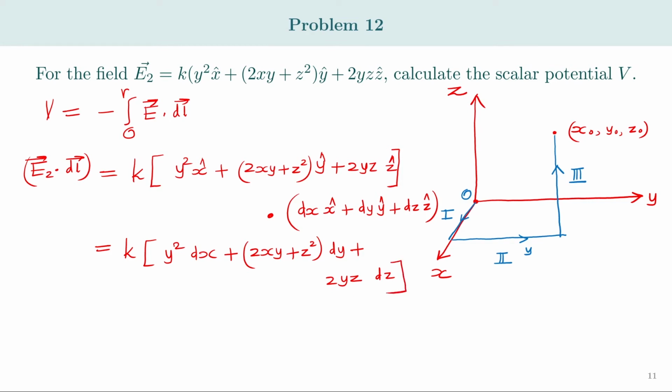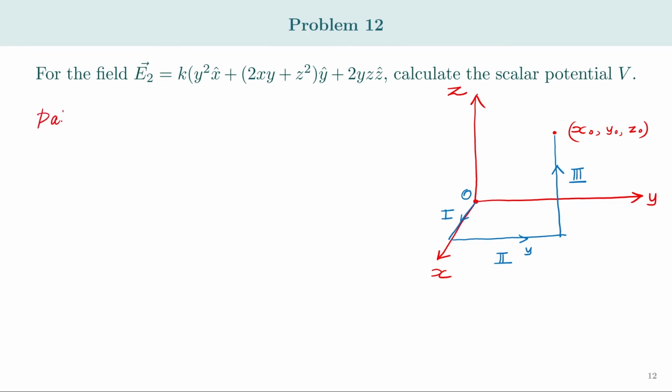So this is our starting point, and we will now try to apply the line integral for all these individual paths. That is, we will calculate the line integral for path 1, line integral for path 2, and that for path 3, and finally add these all together to find the total scalar potential V.